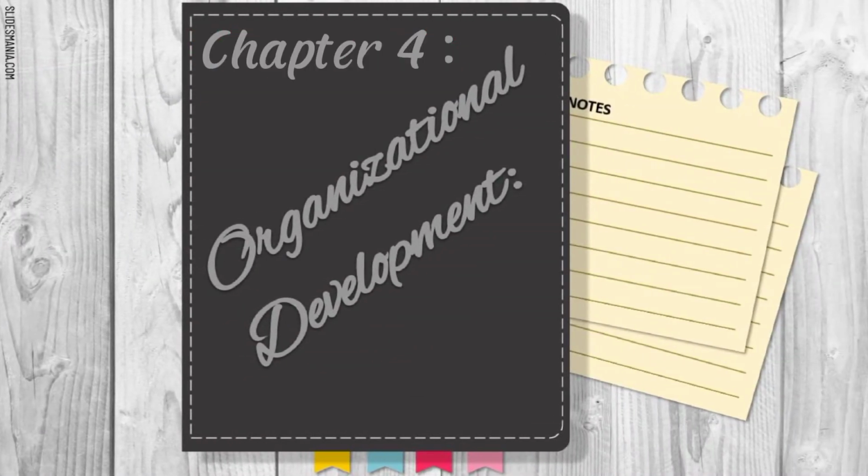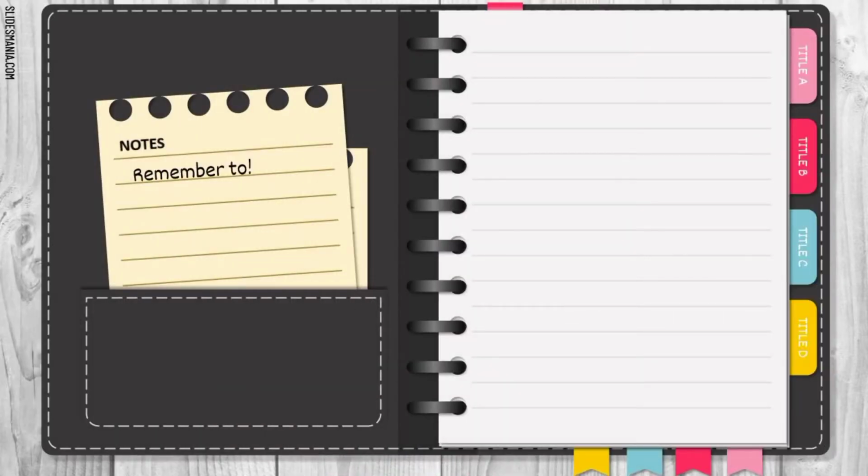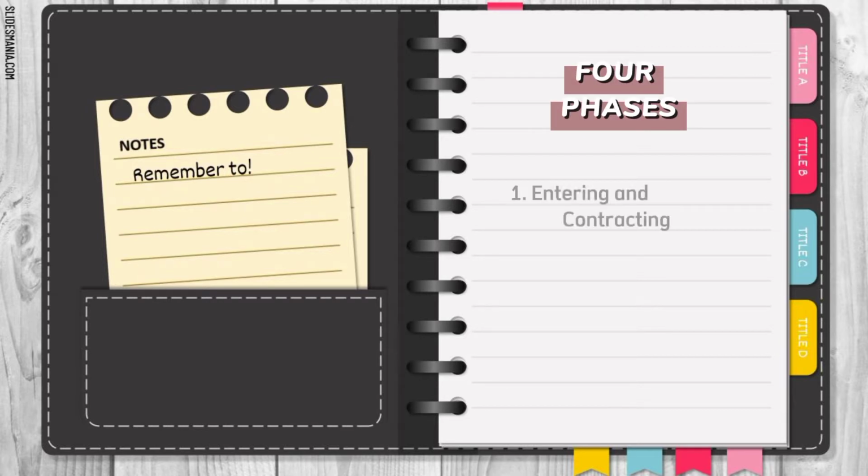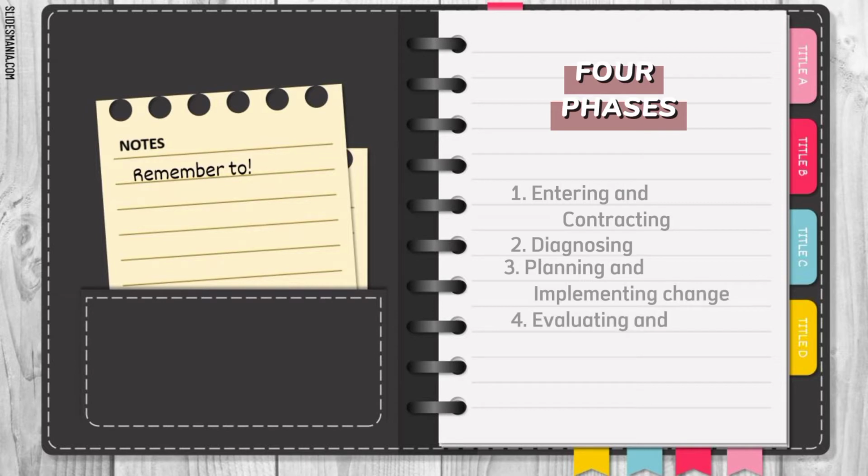Organizational development, also known as OD, allows a company to improve its operations and services over time. OD is composed of four phases: entering and contracting, diagnosing, planning and implementing change, and evaluating and institutionalizing change. This video provides key points for communicating the results of the diagnosis.